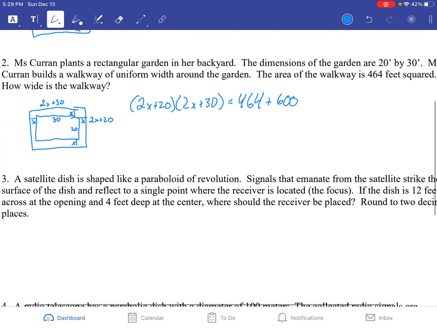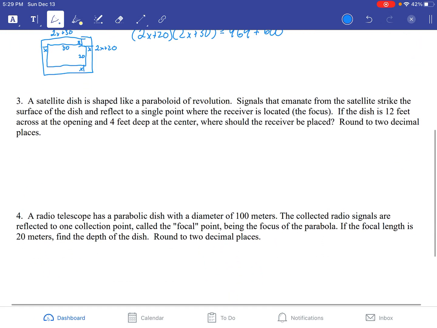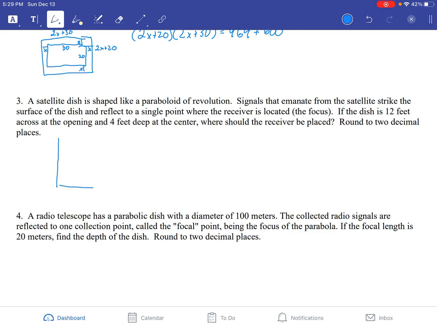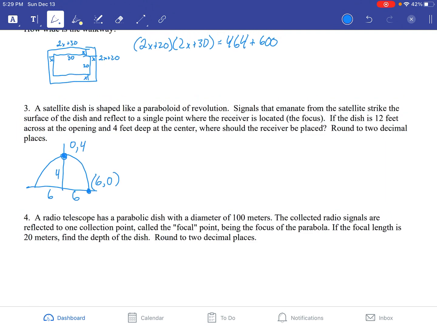The other type of word problem we had this semester was the paraboloid problems. So we're going to do a parabola shape based on our satellite dish. Okay. The dish is 12 feet across at the opening, which means it's 6 and 6. And it's 4 feet deep at the center, which means this is 0, 4 is the point, because this is 4 high. And that point is 6, 0.